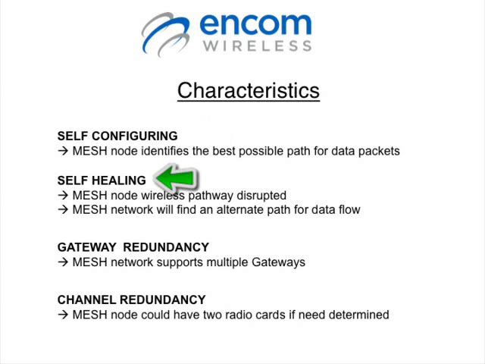The second characteristic is that of the mesh network being self-healing. Say for example you do have a mesh network and we do lose one of the radios on the network. What will happen is the rest of the mesh network will reconfigure itself in order to establish a new connection between the radios themselves in order to accommodate the loss of this one radio.